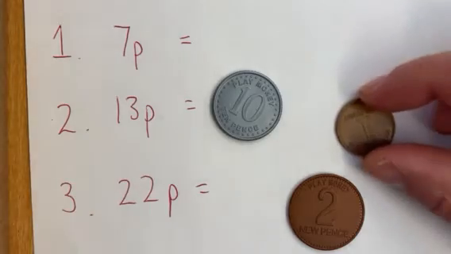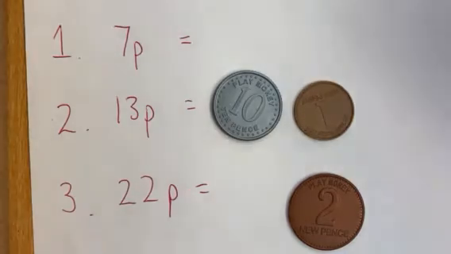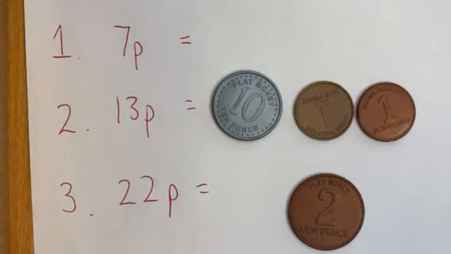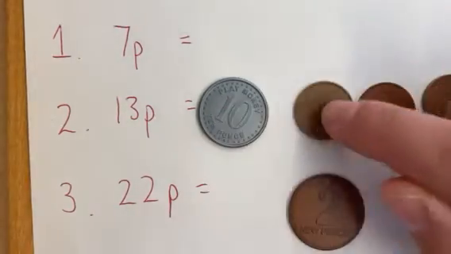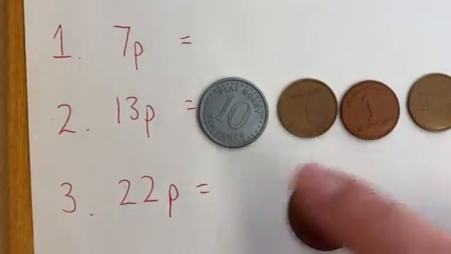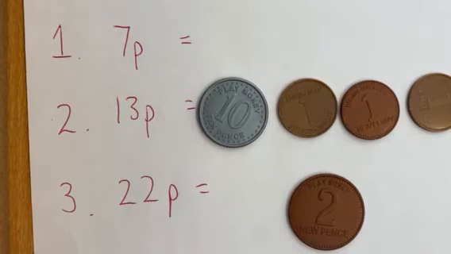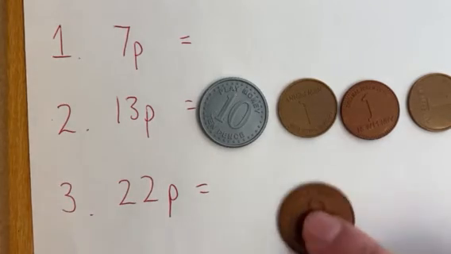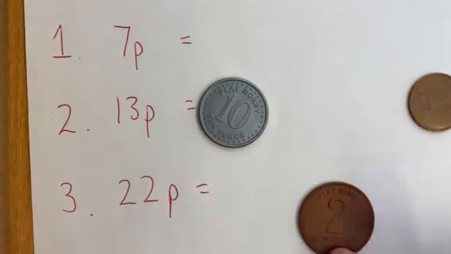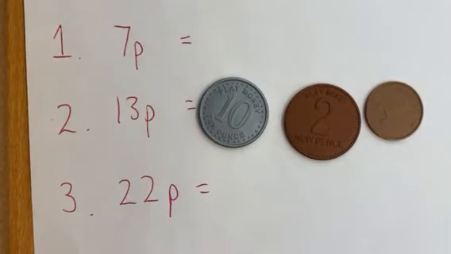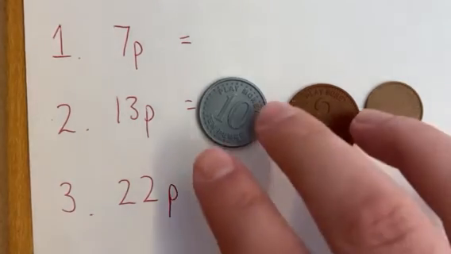We could make 13 pence by putting 1 there, 1 there, and 1 there. So we've got 3 ones. Just move it along so everyone can see. 3 ones and a 10 makes 13. But there's an easier way of doing it. What could we put in and change here? Well, we could take out these 2 ones, put in the 2, and we've made 13 pence nice and easily with less coins. It's all about making it with less coins. So we've done that one.